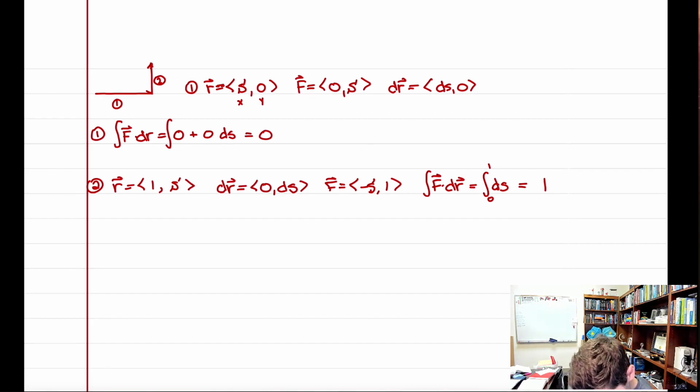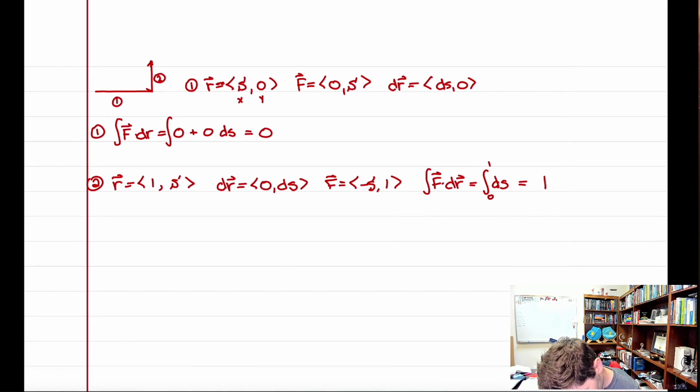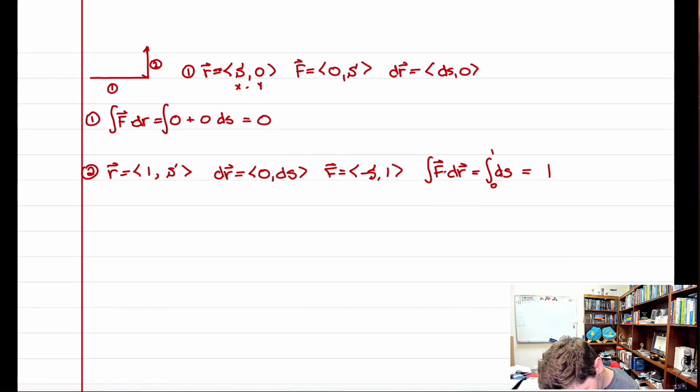Let's see, did I make a mistake? The dot product. Maybe I didn't. Let's see, so this is x, this is y, so this is negative y. Oh, nope. That's just the derivative of that, so 0, ds. This is negative y, and this is x. And so then I get 0 dotted with minus y, and then ds. Yeah, okay. So, mistake in my notes, but this is correct.